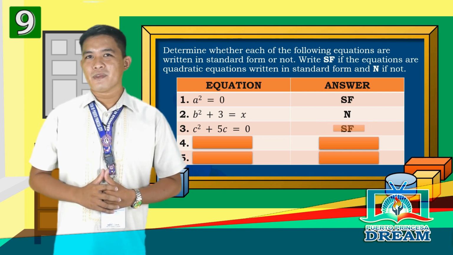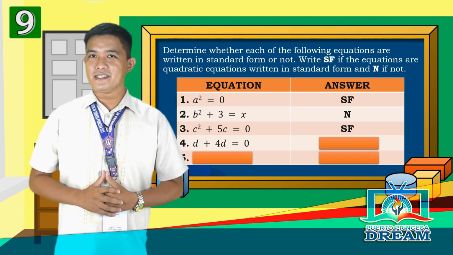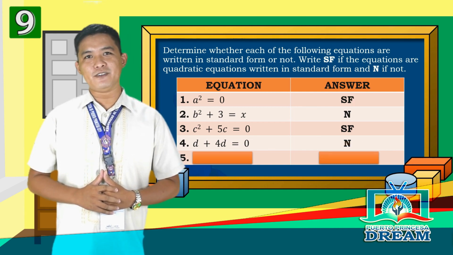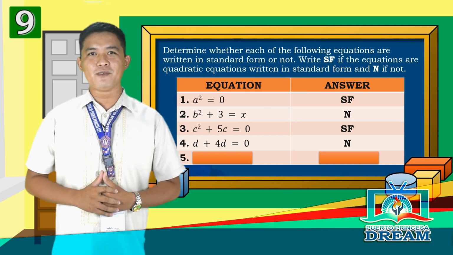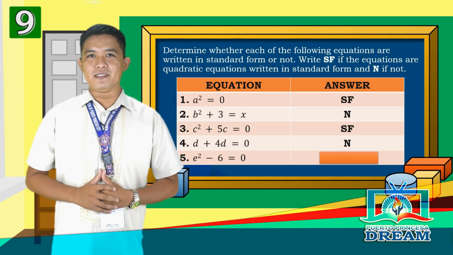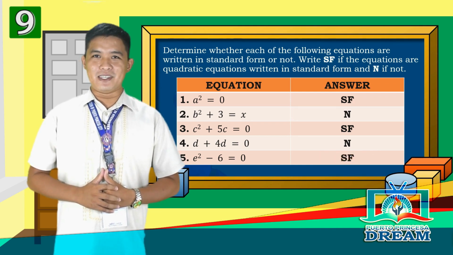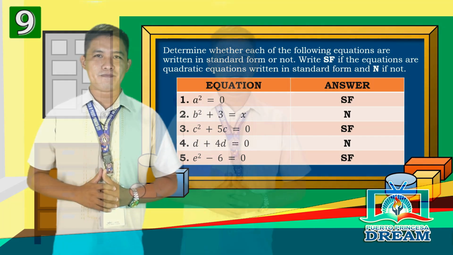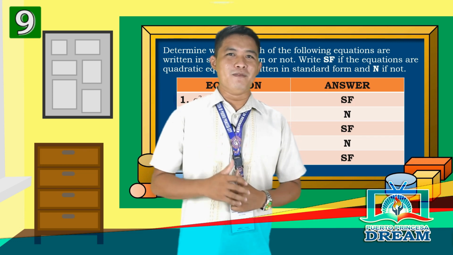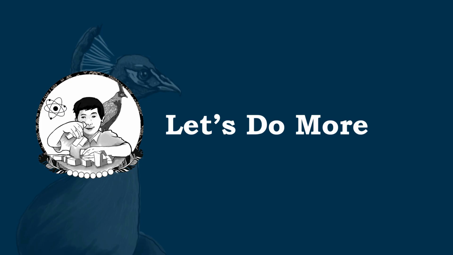Number 4. D plus 4d is equal to 0. The answer is N. And that is not written in standard form, and it is not a quadratic equation. Number 5. E squared minus 6 equals 0. The equation is quadratic equation, and it is written in standard form. Did you get the correct answer? If yes, good job. If not, try again and proceed to the next activity.